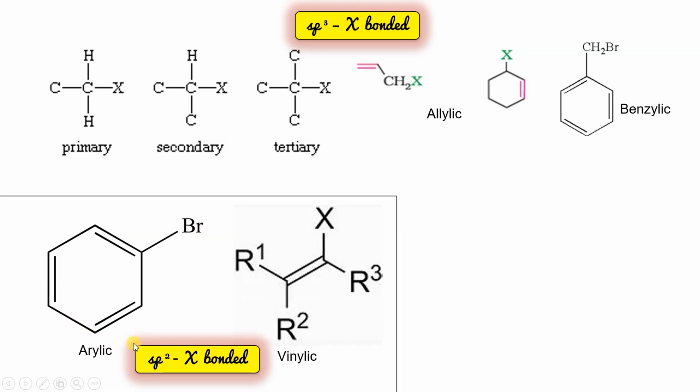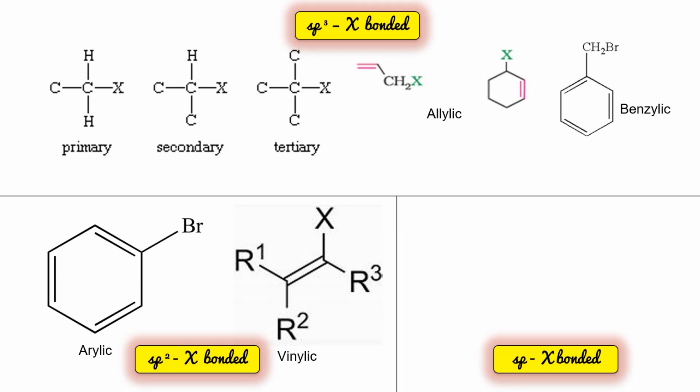The next one is vinylic. Vinylic means the halogen is attached with an sp2 hybridized carbon, but that shouldn't be in the aromatic ring. Got it? If it is only an sp2 hybridized carbon, not in the benzene ring, then it will be called vinylic. But if the sp2 hybridized carbon is in the benzene ring, then it will be called arylic. Hope it is clear.